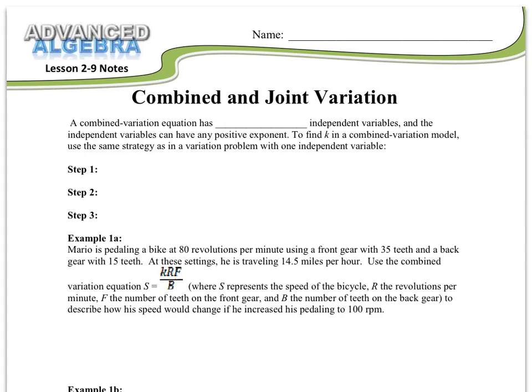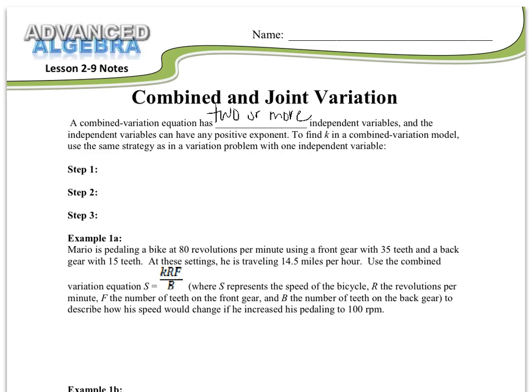This is lesson 2.9 and it's about combined and joint variation. A combined variation equation has two or more independent variables, and the independent variables can have any positive exponent. To find k in a combined variation model, use the same strategy as in a variation problem with one independent variable. So we'll think back to lessons 2.1 and 2.2 when we had those 4 steps, and we're going to use that same strategy with a combined variation equation.